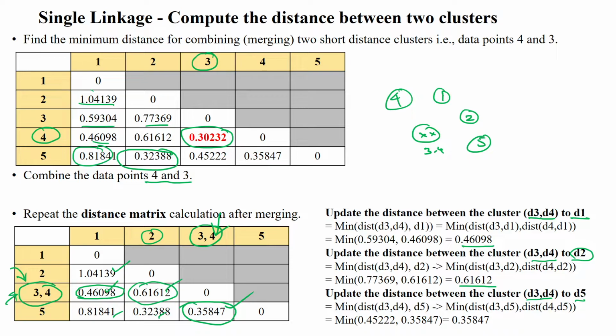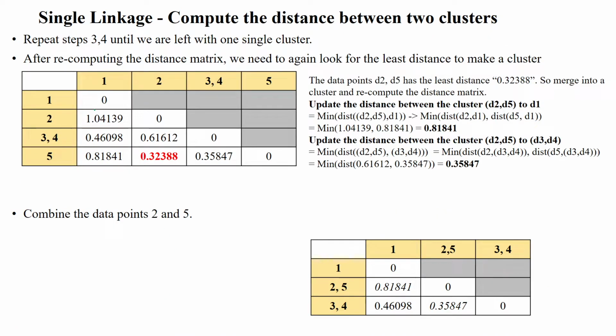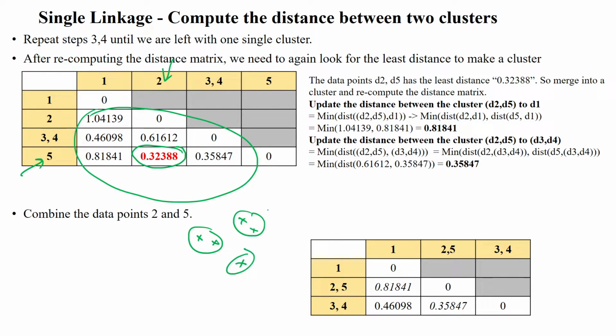After updating, we have to identify the minimum distance among all these data points. 0.3238 is the minimum distance among all these 6 values. These values relate to the fifth data point and second data point, so we can combine the second and fifth data points into a single cluster. Now we have the cluster 3 comma 4, the cluster 2 comma 5, and another cluster having only one data point, data point number 1.